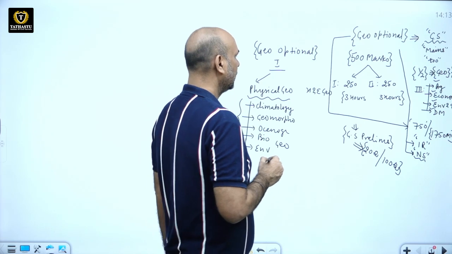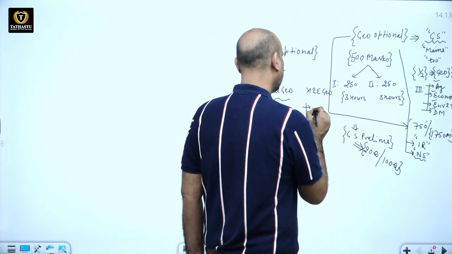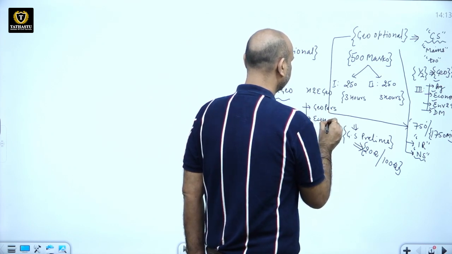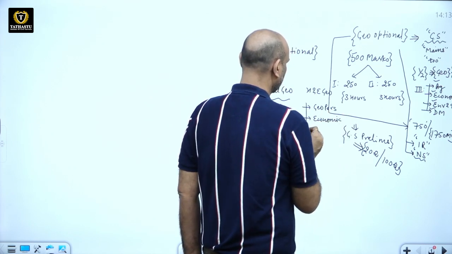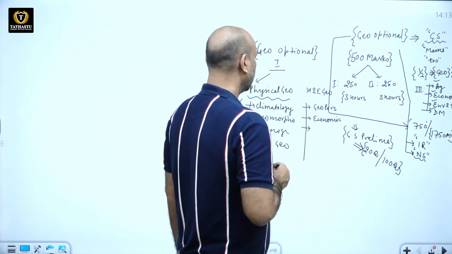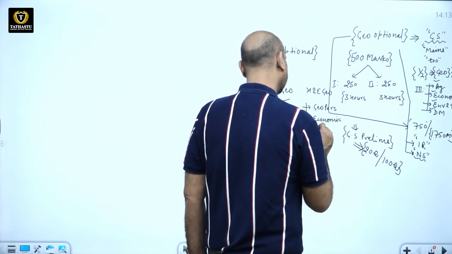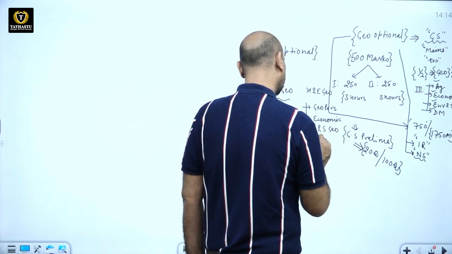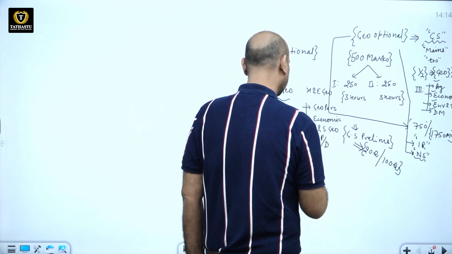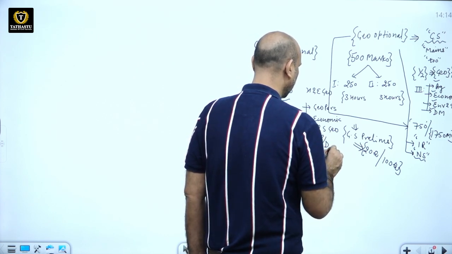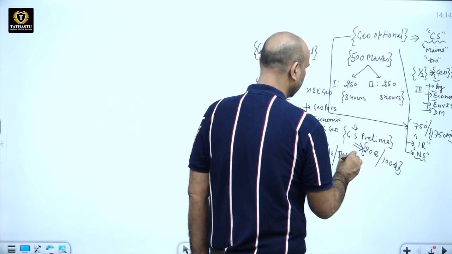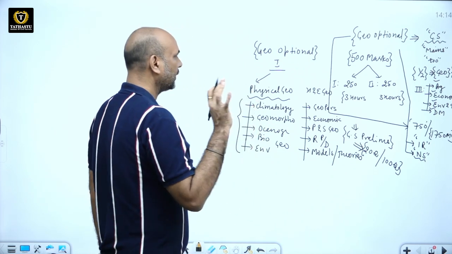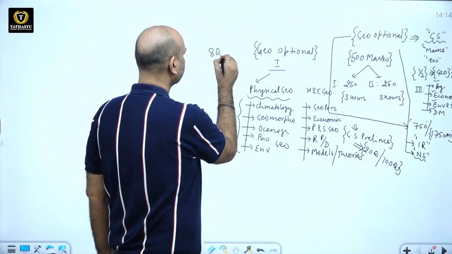In human and economic geography, we have geographical perspective, economic geography, then we have population and settlement geography, then we have regional planning and development, and then we have various models and theories included in geography. So remember that in geography optional first paper we have 8 questions.